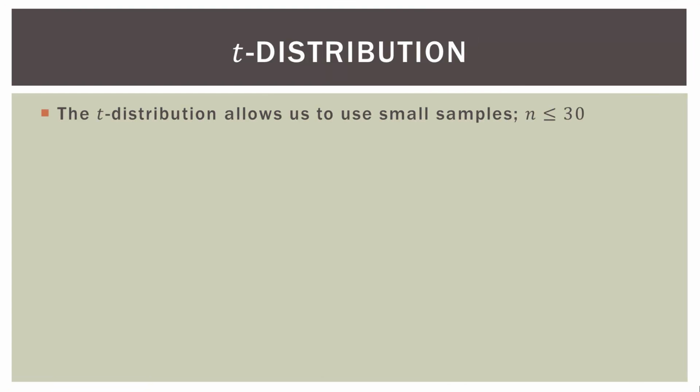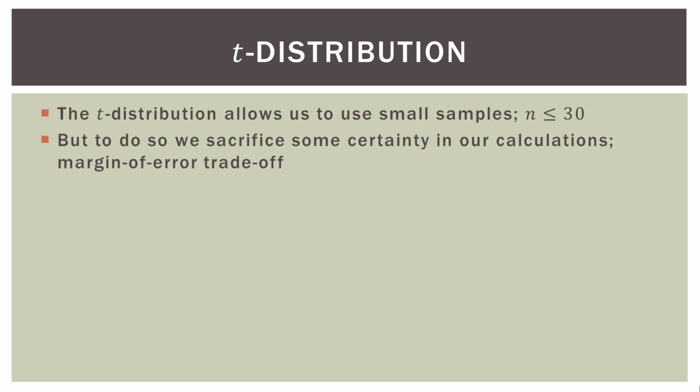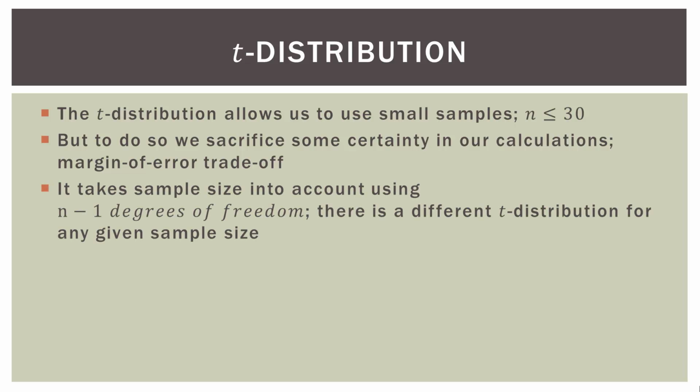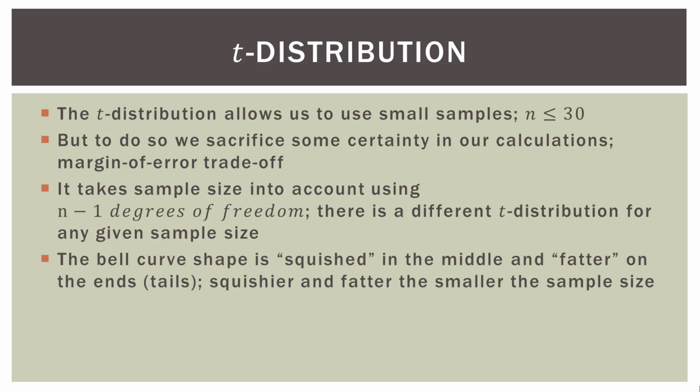So just review, and then we're done. The t-distribution allows you to use small samples below 30, but we do sacrifice some certainty in our calculations as sort of a trade-off. It's dynamic. It takes our sample size into account. So there are many t-distributions, not just one. Now relative to the z-distribution, the t-distribution is more squished down in the middle and fatter, or ticked up, on the ends. And that gets squishier and fatter on the tails as the sample size gets smaller.